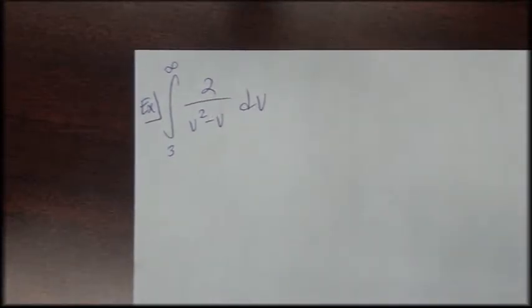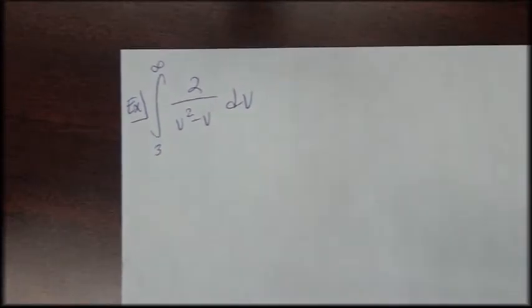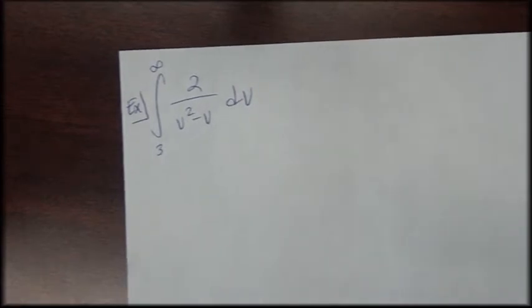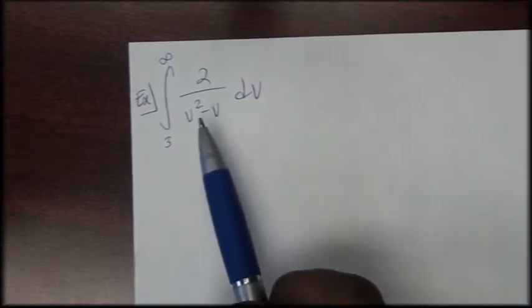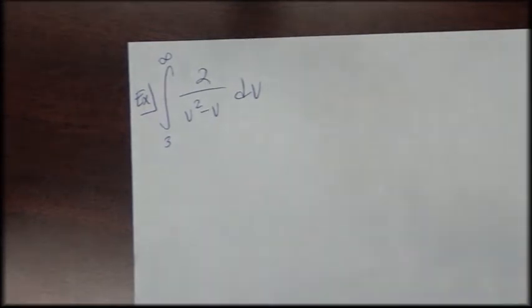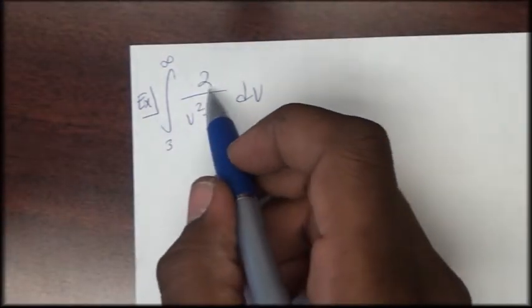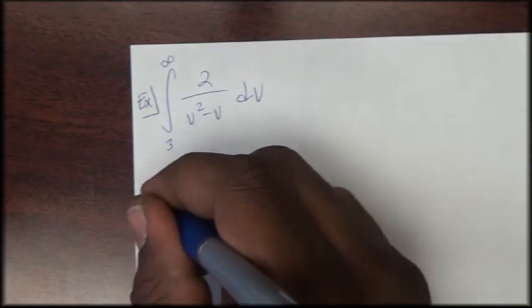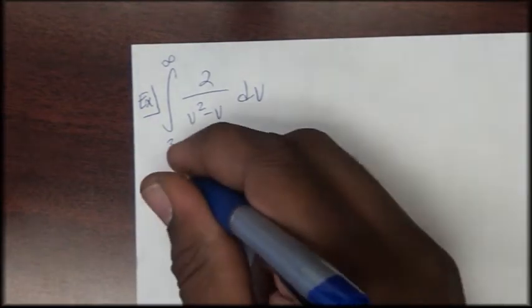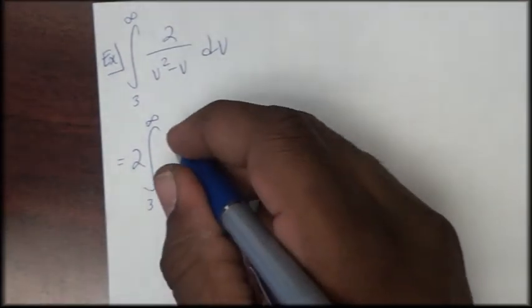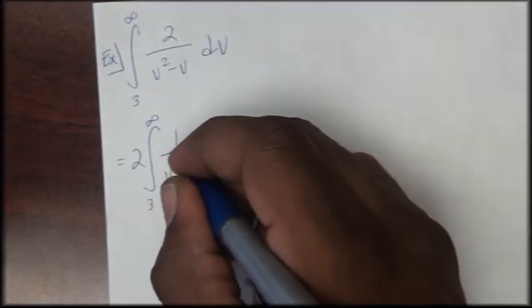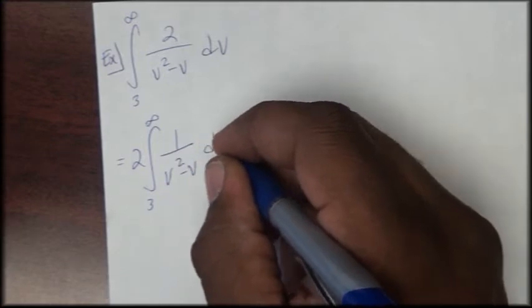In this problem, we're asked to integrate from 3 to infinity the function 2 over v squared minus v dv, and we have an improper integral of type 1. In order to solve this particular problem, the first thing we'll do is pull 2 in front of our integral operator. So we have 2 times the integral from 3 to infinity of 1 over v squared minus v dv.